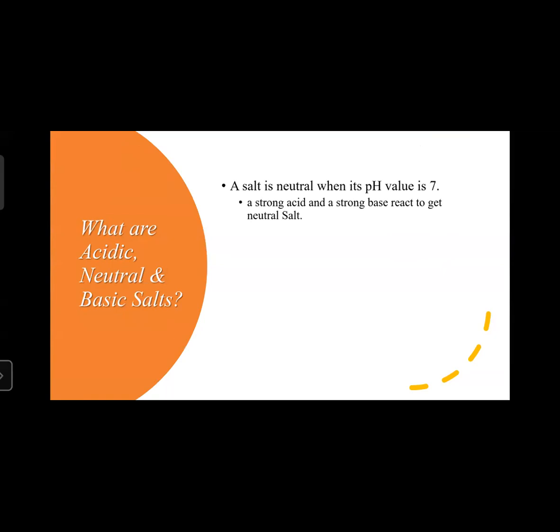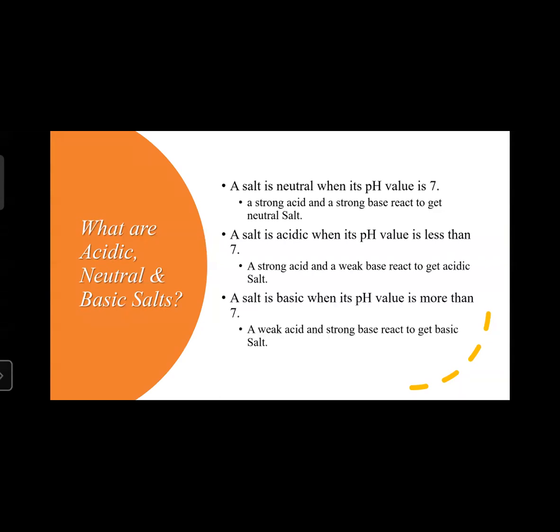A salt is called a neutral salt when the pH value is 7. It is made from strong acid and strong base. A salt is called acidic when the pH value is less than 7; it is made from a strong acid and weak base. A salt is called a basic salt when the pH value is more than 7. It is made from weak acid and strong base.